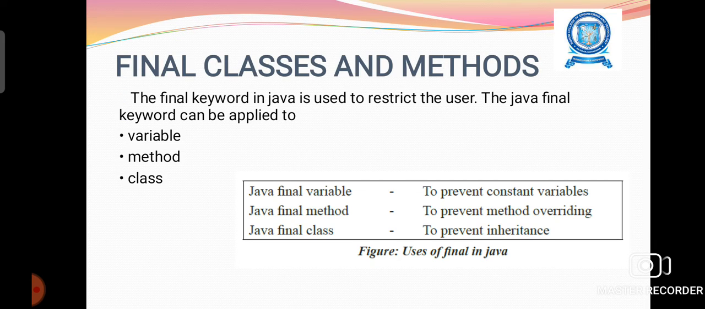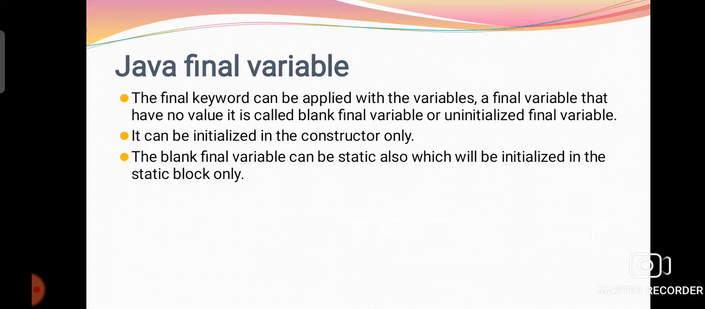For final classes and methods, we have one keyword: final. Final is the keyword we have to assign along with the classes, methods or variables. So we have three options to define as final: variable, method and class. The Java final variable is used to create constant variables, the Java final method is used to prevent method overriding in a subclass, and the Java final class is used to prevent inheritance.